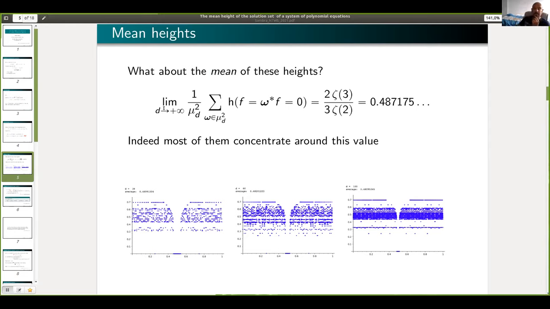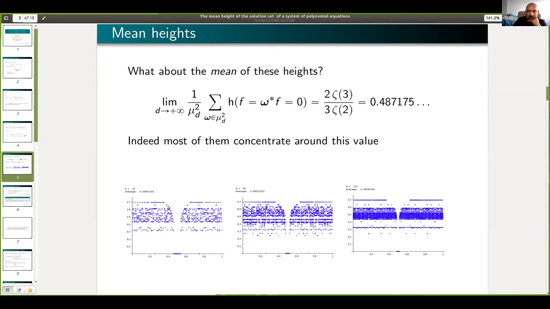This is the thing on the right; on the left-hand side is the mean. That is, I am taking some d, which is the order. Then this is the group of the roots of unity to the square, right? I should take here the cardinality. There is a typo here, the cardinality of this group. So the square, indeed. And then I'm taking the sum of the Weil heights of this solution, and this limit exists, and indeed it is this number, which can be written as a quotient of two special values of the zeta function, that is, zeta of three over three times zeta of two.